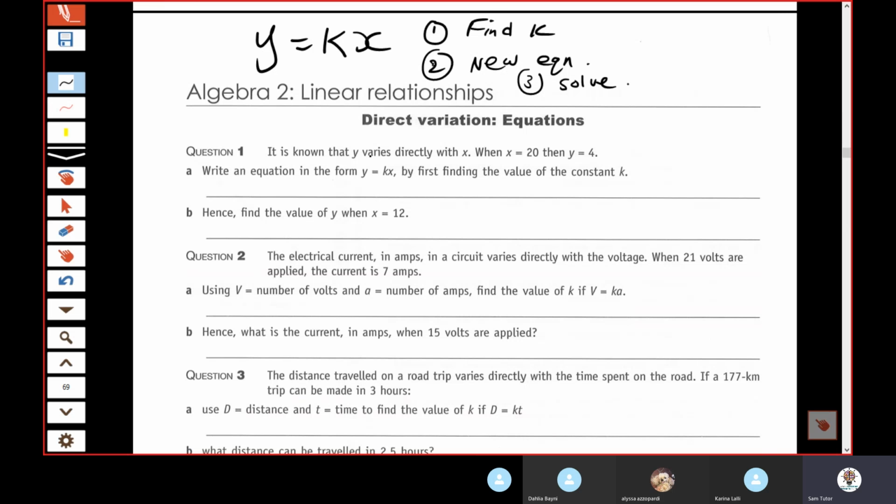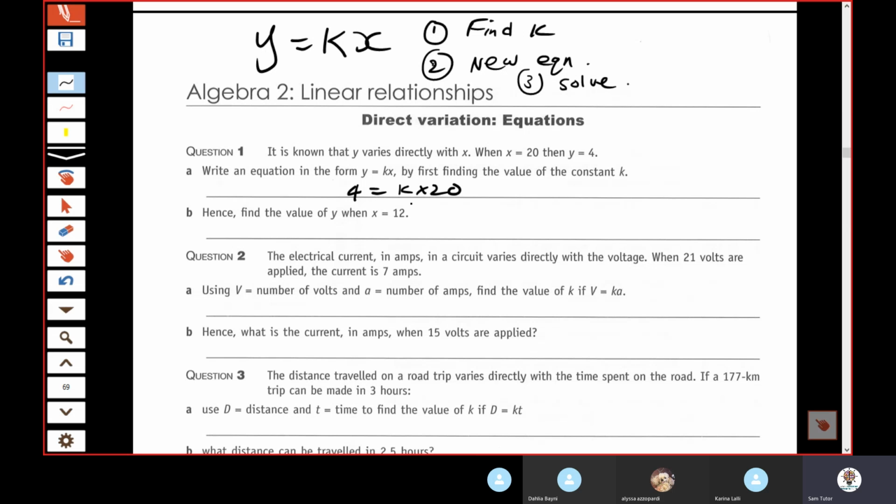It is known that y varies directly with x. That just means varies directly with x straight away. It just means it is y equals kx. When x equals 20, then y equals 4. First, find the value of k. Well, you already know y equals 4, x equals 20.